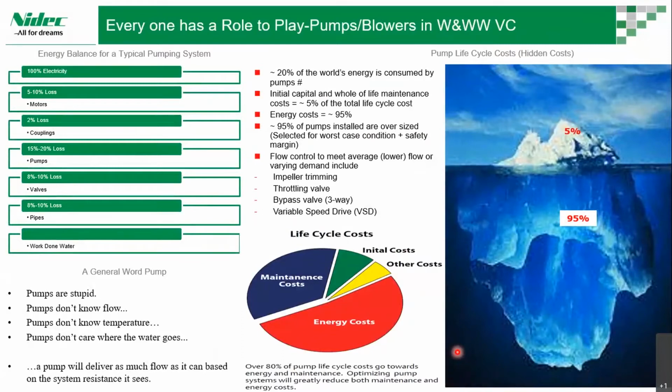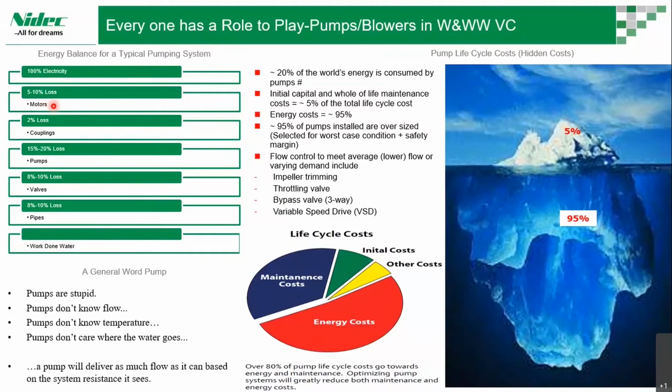Now, after going through the value chain and the usage of VSDs, mainly it goes into pumps, fans, centrifuges, and compressors. These are the areas where it's being used. So we are taking only pumps as a case now, to see how the energy balance works in a typical pumping station. Say we are giving 100% electricity.